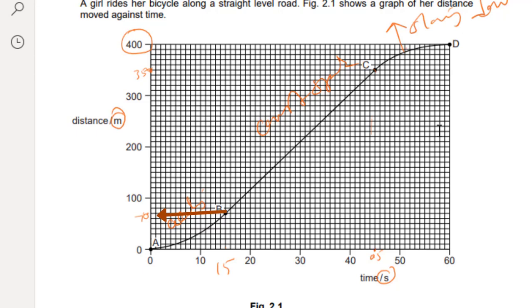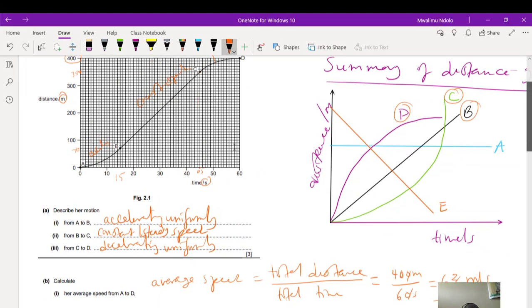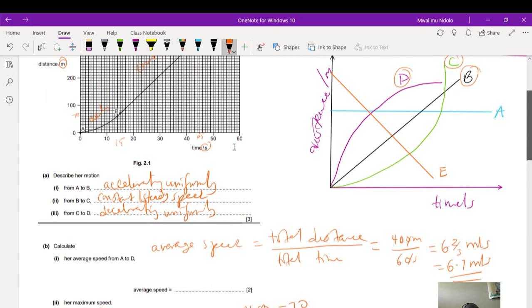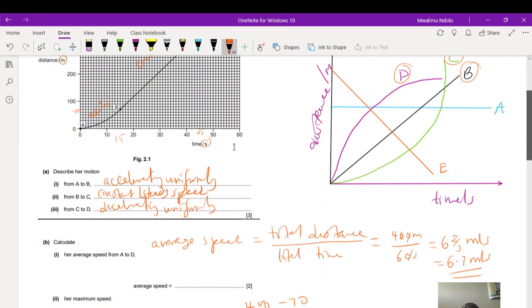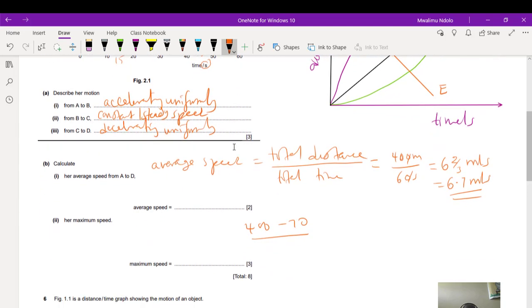So the speed there will be change in distance over change in time. That is 400 minus 70 divided by 45 minus 15. This will give us 330 divided by 45 minus 15, that is 30.